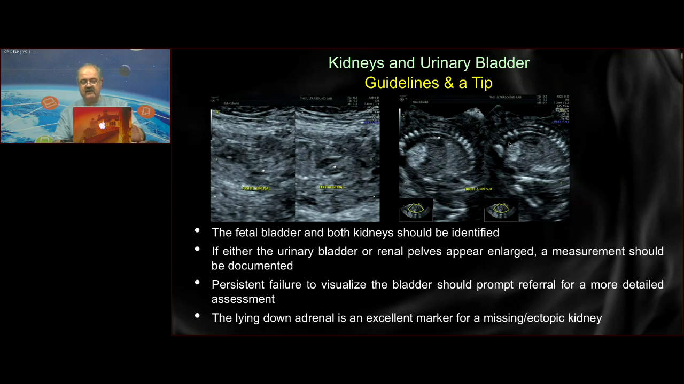But the moment you see a lying down adrenal, you start looking for an ectopic kidney, and if you don't see a kidney, then you look for the fetal adrenal to be lying down, and vice versa. So that's the kind of shuffling you have to do, one giving you a clue for the other. Typically speaking, the lying down adrenal is an excellent marker for either a missing kidney or an ectopic kidney.